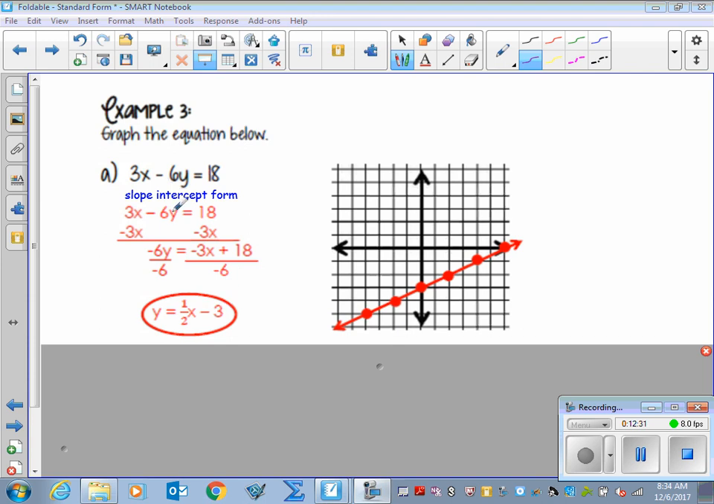So here, guys, what you had to do first is move the x term to the other side, okay, and then divide by the negative 6. So then it's easy to graph because you guys already know how to graph using the slope and y-intercept. So you start at negative 3. Okay, which is here.